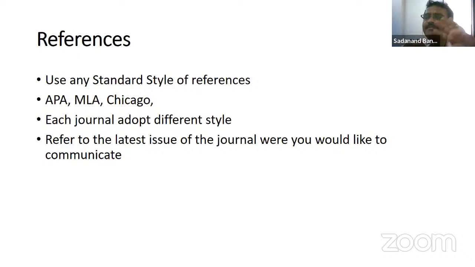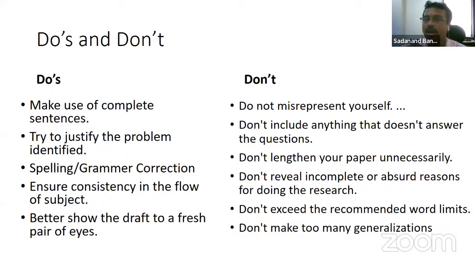Each journal is different. It is not necessary that you should go with APA or Chicago. Some journals have come out with their own style of reference. More than each subject, they have their own style of reference. So try to adapt that. It will help you in making a good impression when you are communicating the article. These are some of the do's and don'ts.